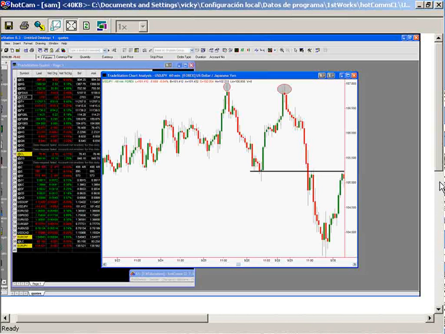So when you understand exactly what's happening behind the scenes with those candles, why you get that pivot high there, right?